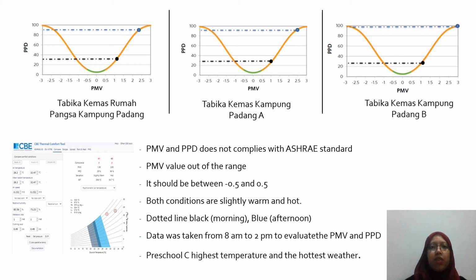So it can be concluded that preschool C has the highest temperature and the hottest weather. This is because 99% of the occupants felt discomfort during afternoon as the air temperature inside the building rose towards 33.5 degrees Celsius.